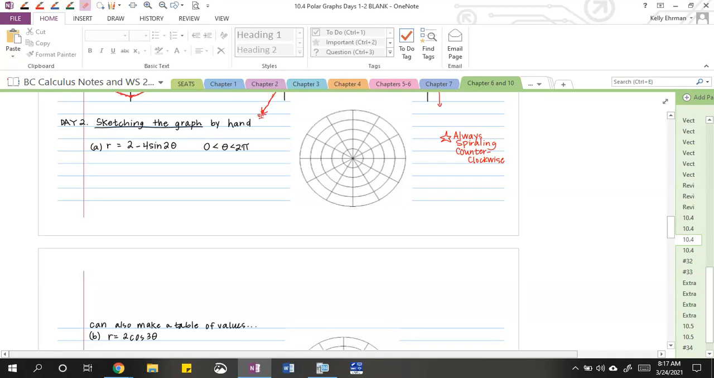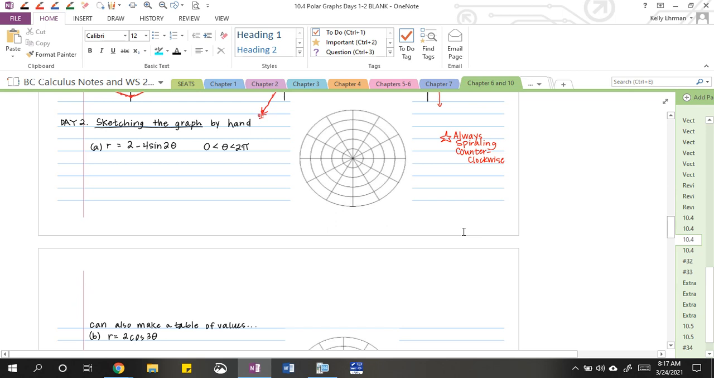All right, guys, so we're still in chapter 10.4, talking about polar graphs. Yesterday, we just kind of learned about polar equations and how to graph polar coordinates, how to switch from polar coordinates to rectangular and the relationship between those. Today, we're going to learn how to sketch these graphs by hand.